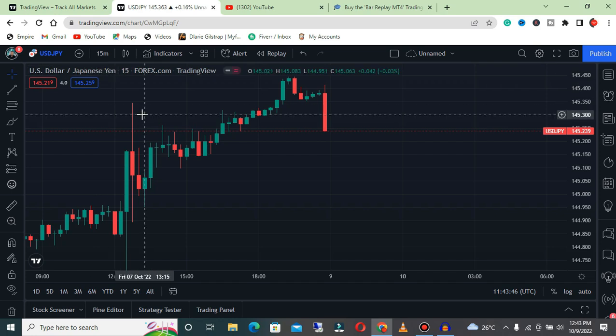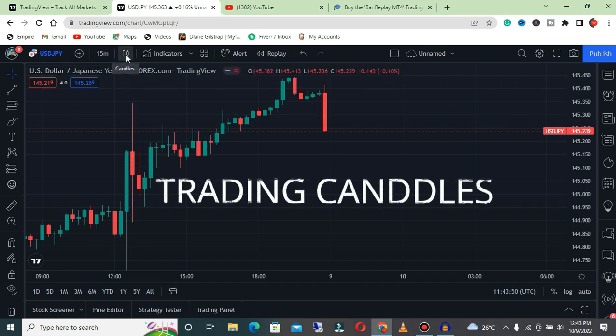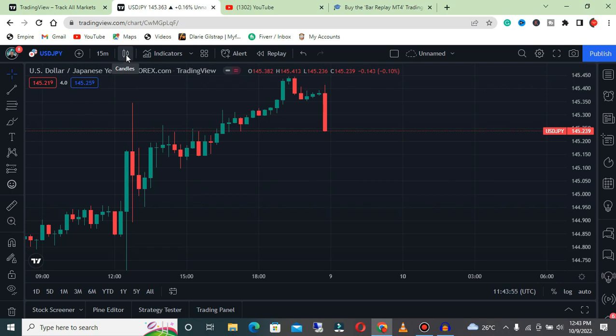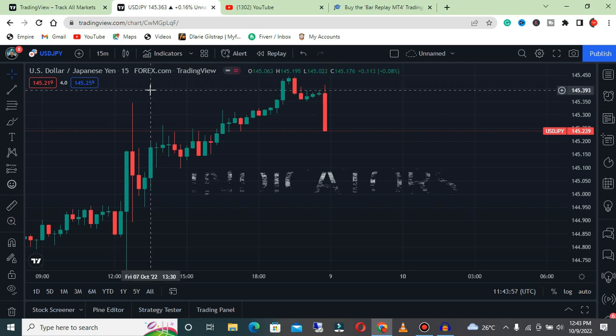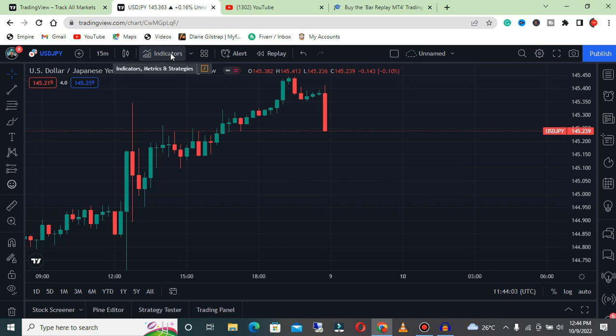Another thing I'm going to show you is trade candles, with the different times, the different candlesticks that we have and how they work. And the last one I'm going to show you is indicators, the different indicators, and how to actually set them up on the screen. That's pretty much all we're going to talk about in this video.